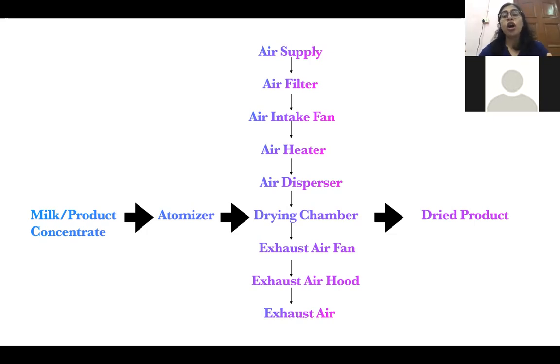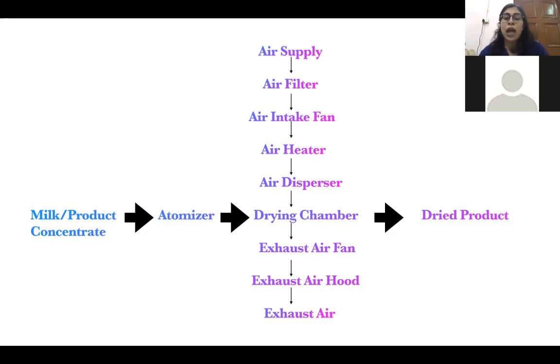On a parallel note, what is happening? We have the milk or the product, which is first concentrated. Then this concentrated product is atomized. Atomized means reducing the particle size. What was the range of an atomizer? I discussed it in the last lecture. Ma'am, 50 to 150 microns. Okay, milk particle is reduced to a size of 50 to 150 microns.